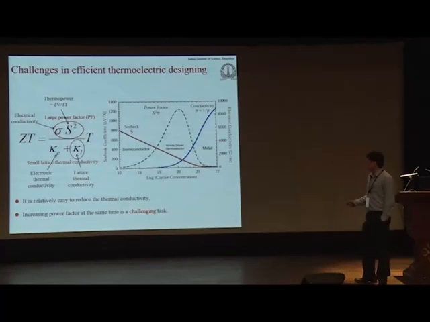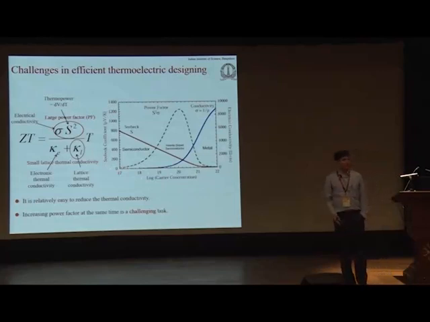For example, even sigma and S have an inverse dependence. If you are in a range which is a semiconductor, then the conductivity will be close to 0, but the thermopower or Seebeck coefficient is going to be very high. Overall, the product of these two, which is also known as the power factor, will be very low, and that means ZT will be low.